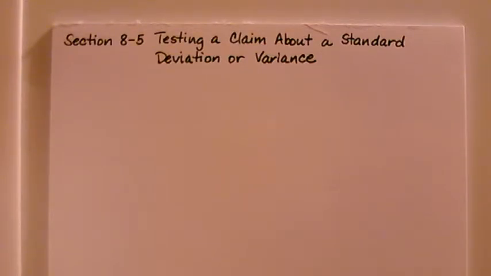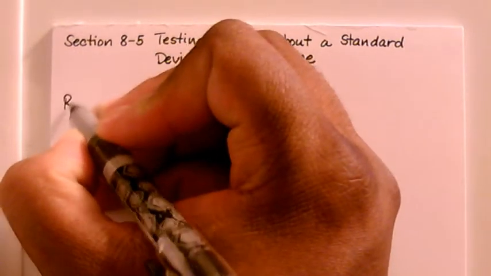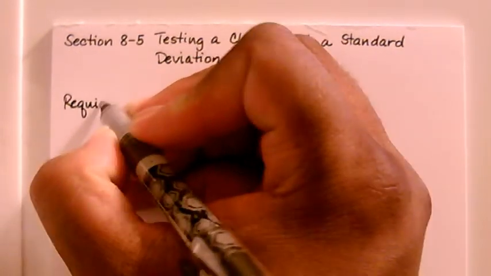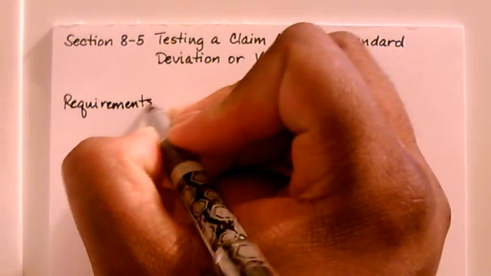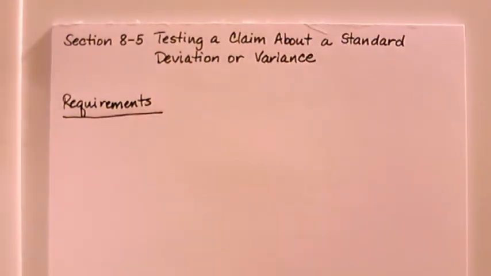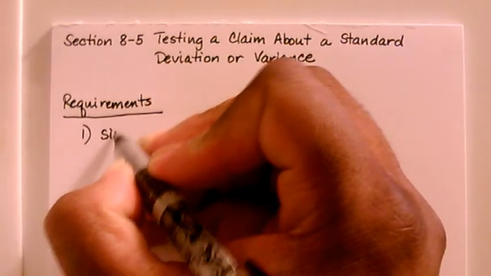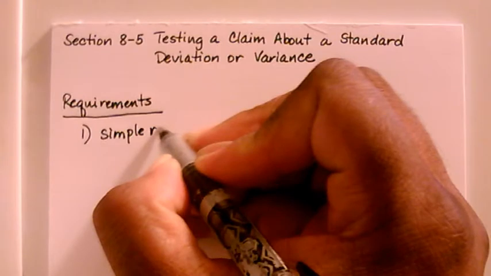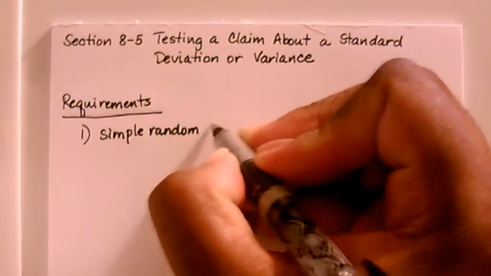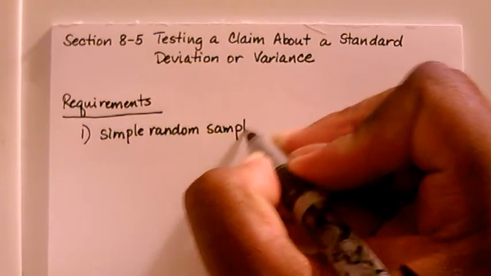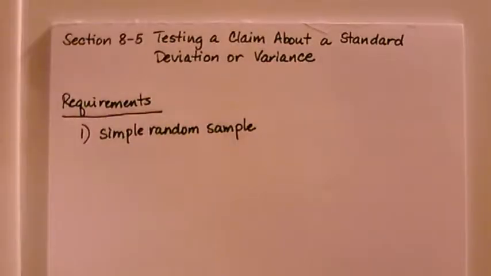Okay, we'll begin this particular section with two requirements in testing of a claim in regard to a standard deviation or variance. And there are only two of them. One of them, you must have a simple random sample. In other words, samples of the same size have an equal chance of being selected. Okay, that's the basic definition of a simple random sample. So when you test a claim, you have to have a simple random sample.